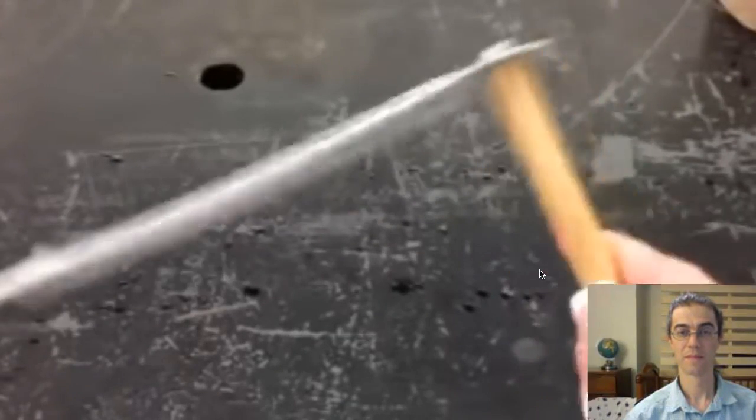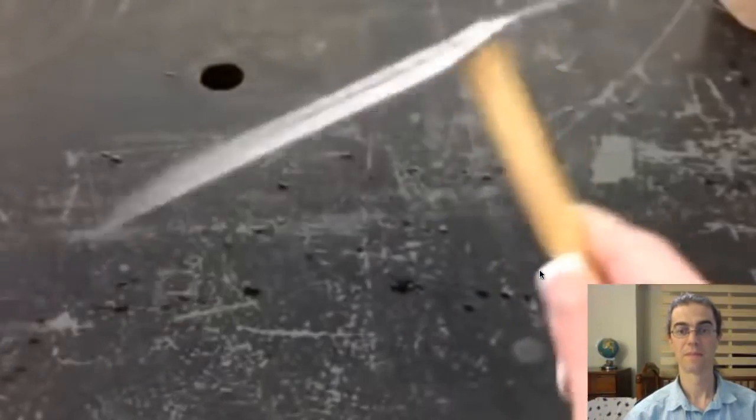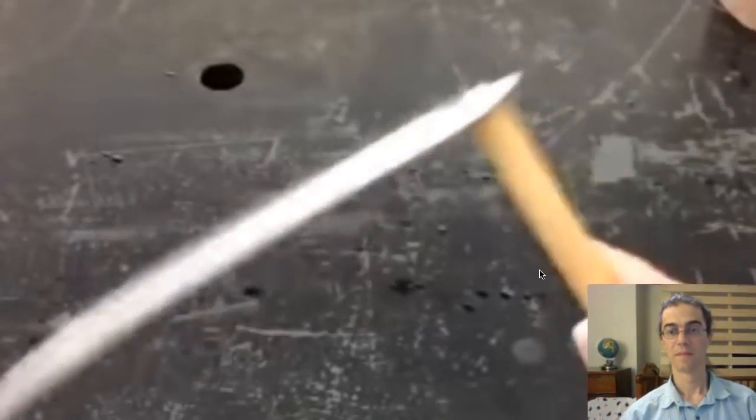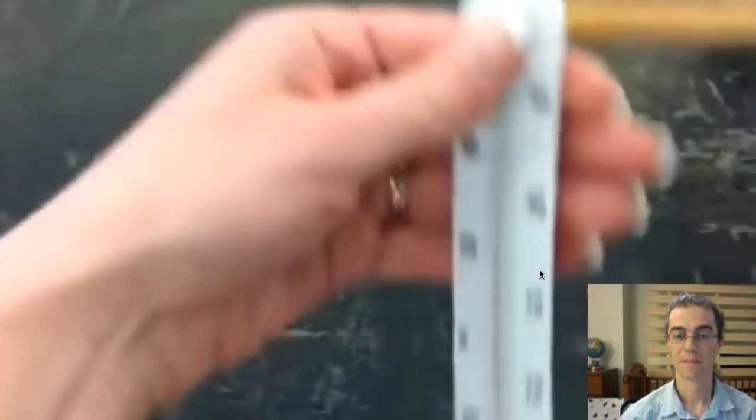Notice how I'm not spinning it too fast, but I'm not spinning it too slow. The reason we have to spin it is because the wet bulb temperature tells us the temperature that water is evaporating. So we need to spin this around so that the water does evaporate. Okay, so then we take our reading.